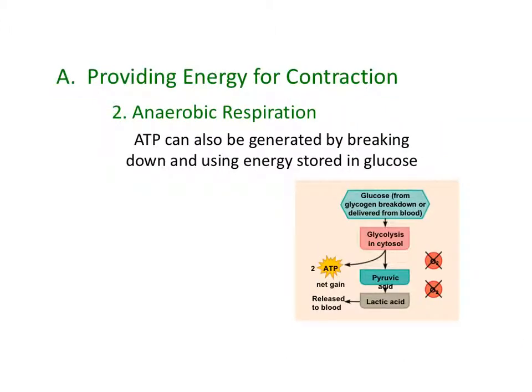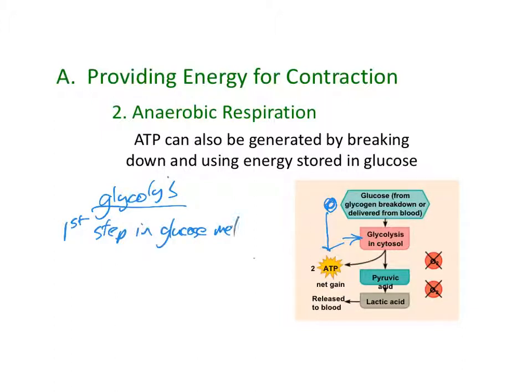The second pathway of generating ATP is called anaerobic respiration. What anaerobic respiration does is transfer the potential chemical energy from glucose into the generation of ATP. It does this through a process of glycolysis. Glycolysis is the first step in all glucose breakdown, the first step in glucose metabolism.